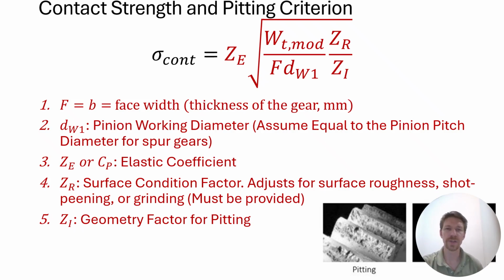So the contact strength and pitting criterion starts with this Z sub E value, the elastic coefficient. And then you have a square root, and we put our familiar modified load in there, the WT value. We got our familiar face width in there. You have D sub W, which is the pinion working diameter. And then you have a couple other variables, which is first the surface condition factor, second the geometry factor. So let's look at those.